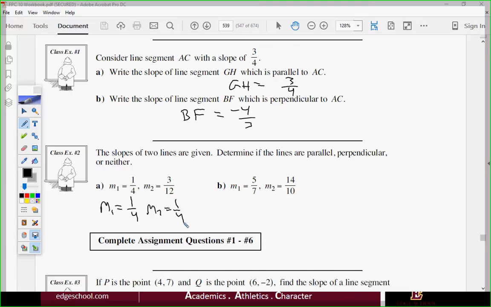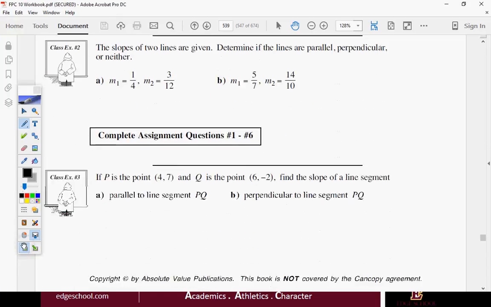Good. All right, Spencer, how about B? Perpendicular, parallel, or neither? Yeah, good. So this is 5 over 7, and this is 7 over 5. What's it missing? The negative sign. There's no negative, so that's what it's missing. We'd have to flip that. Okay. All right, we'll keep getting through this, guys.